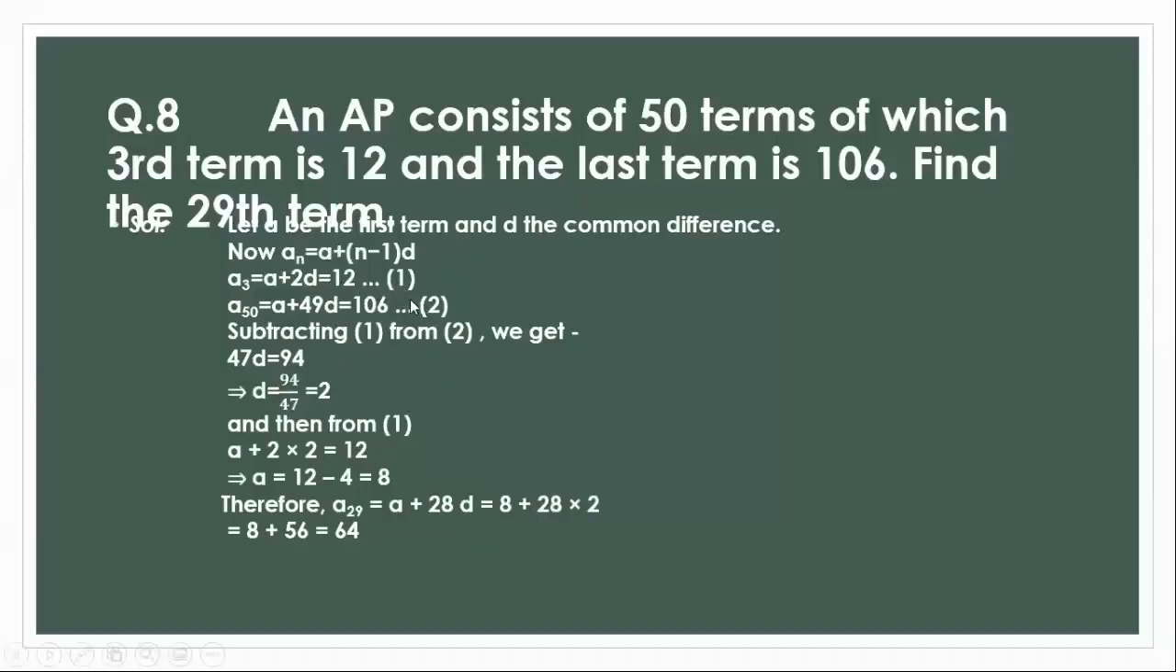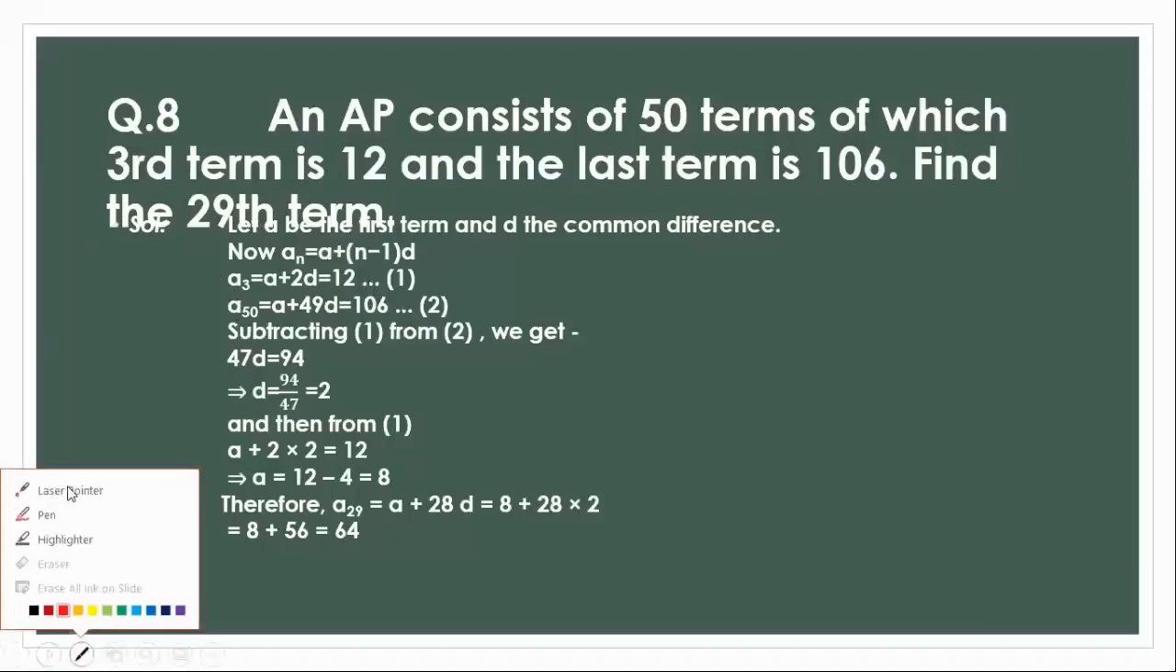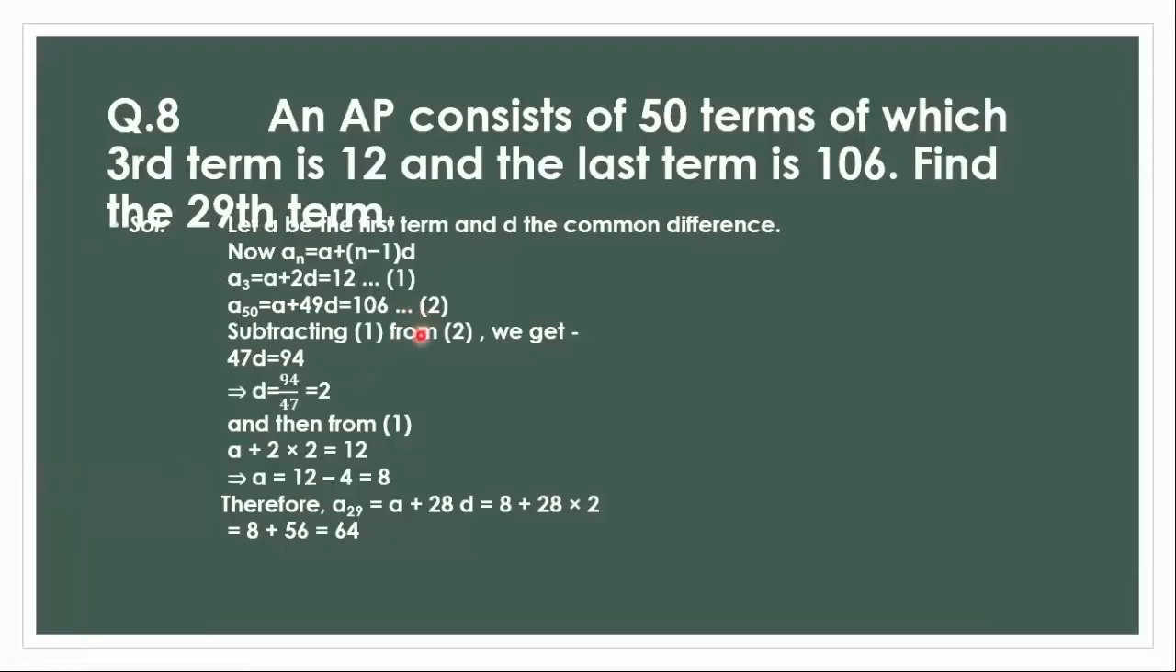I just displayed the answer, children. A3 means A plus 2D, and 50 means A plus 49D. Call them 1 and 2. If you subtract, you'll get the D value 2. Substitute that D value in equation 1 or equation 2, and you'll get the A value 8.